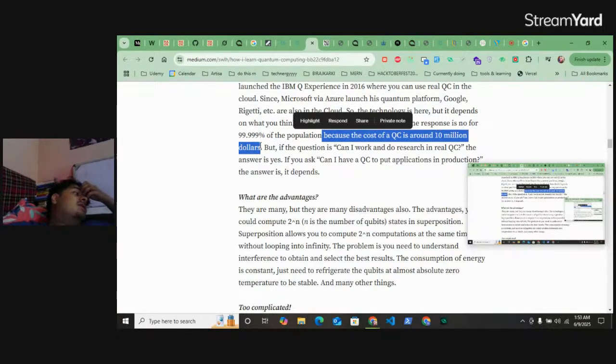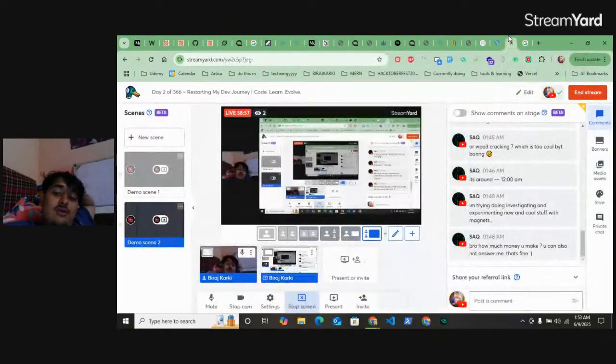Bro, $10 million just to make a starting quantum computer.